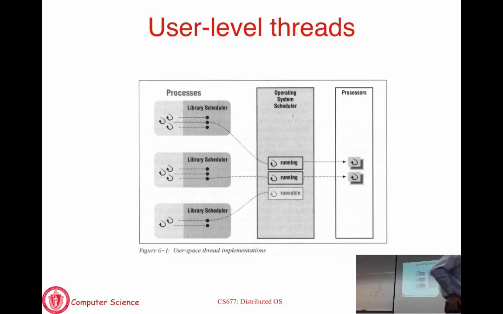It doesn't know whether the process has threads or doesn't have threads. It just treats it as a process. So many threads get mapped onto one thing that the kernel is scheduling. This is also called a many-to-one mapping.